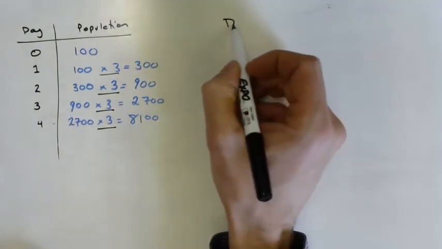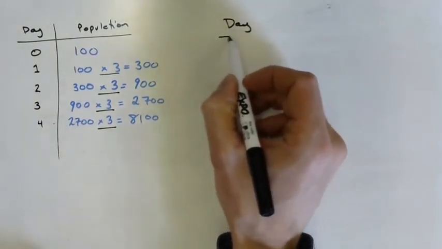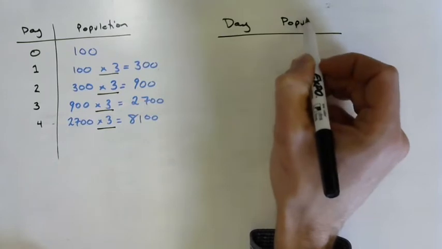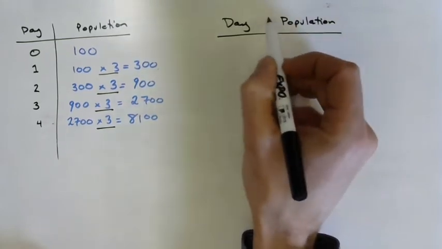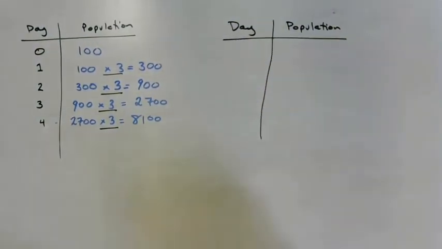Why do you multiply by 3? Because it's tripling. It says it in the description. Yeah, it's tripling. If it were doubling, we'd multiply by 2. If it were quadrupling, we'd multiply by 4. If it was tenfold, we'd multiply by 10.